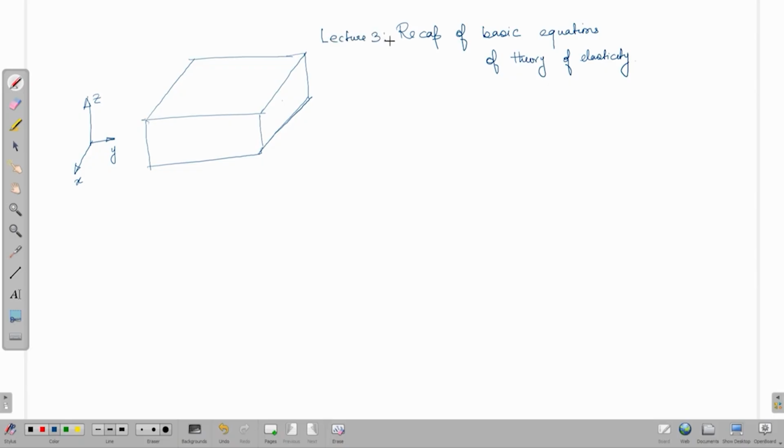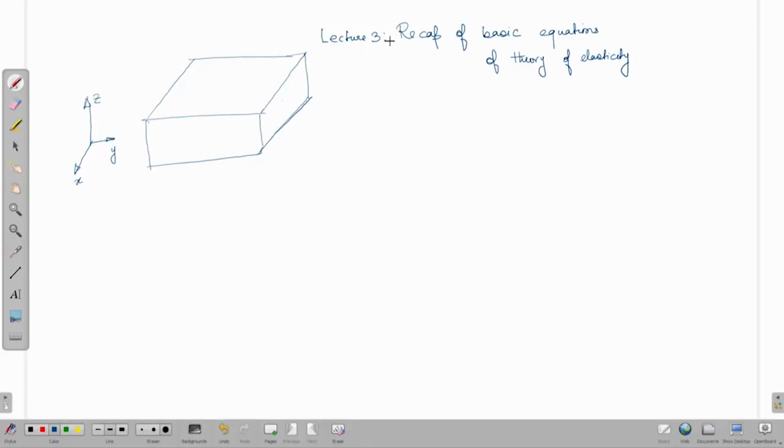So, let us start with the equations of equilibrium. Let us consider a generic 3D body and let us draw the 6 stress components that occur in a generic 3D elastic body. So, we have this 3D elastic body. I have drawn the coordinate axis as well. Let me just draw the stresses and strains. So, the normal stresses and the shear stresses.